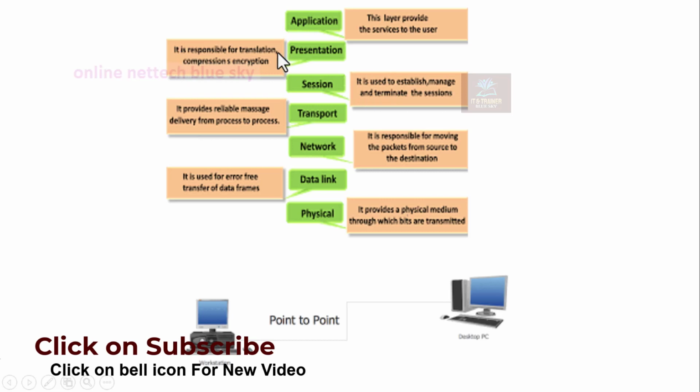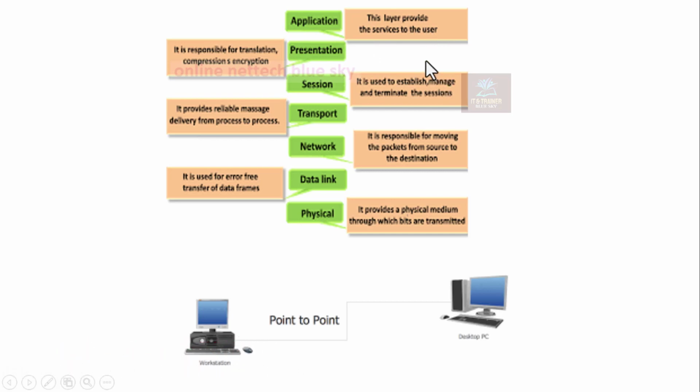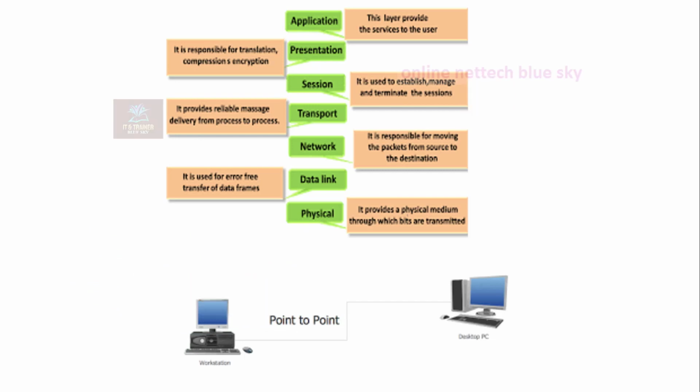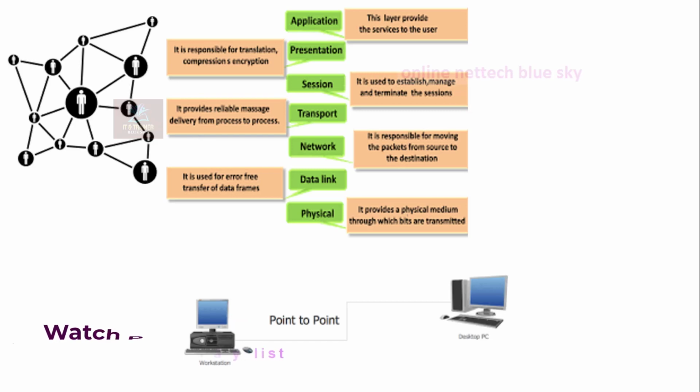And the presentation layer is responsible for complex encryption, decryption, everything. And the application layer provides services to the user, just like WhatsApp, Gmail, your email messages, email ID through an email application, your email software and email website. So different software is responsible. It's all the application layer.